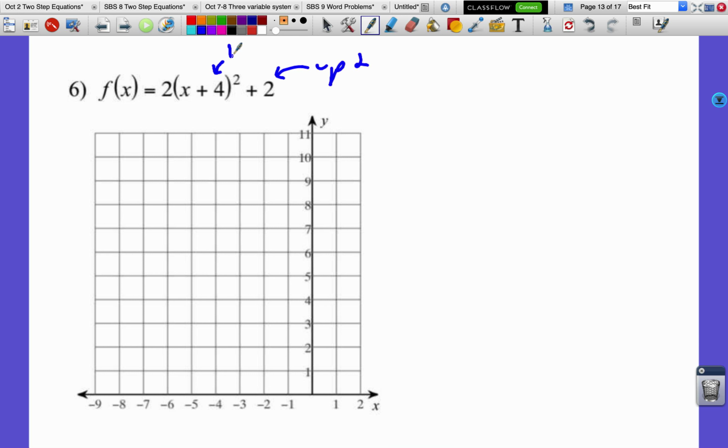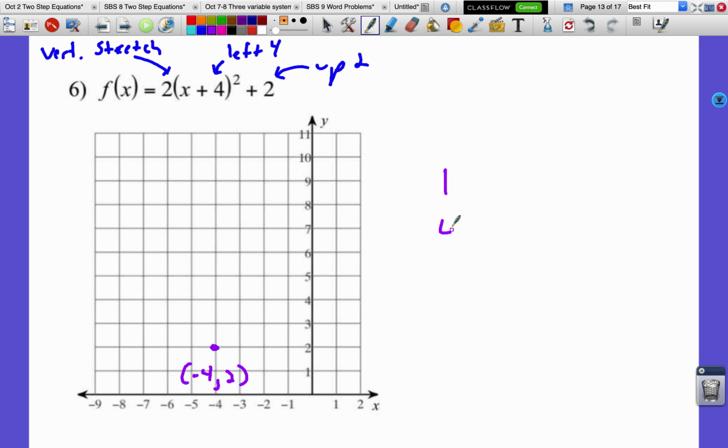It's been moved left 4. And it's been vertically stretched. So all right, let's position that vertex first. It was at the origin, now it's been moved left 4 and up 2. Here's my new vertex at -4, 2.